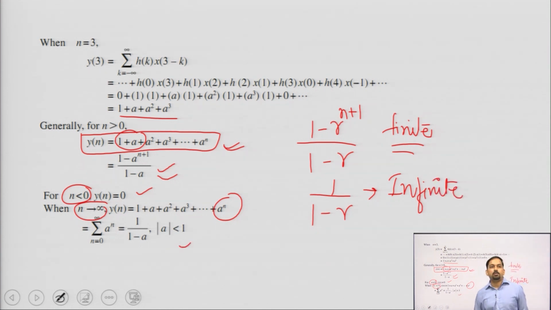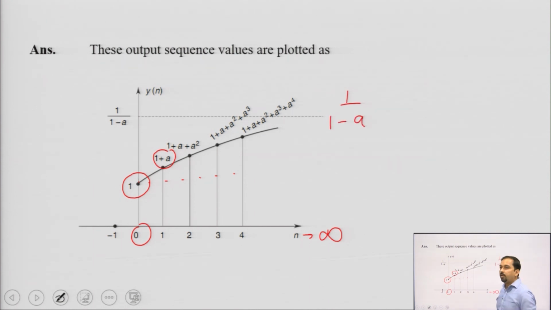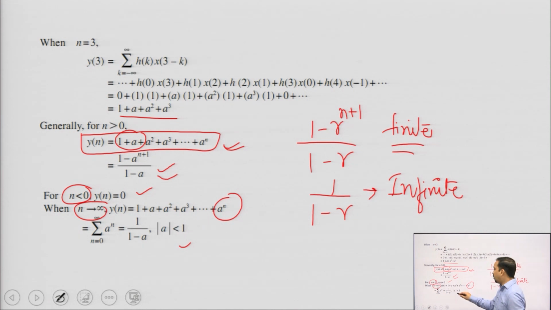So, we have 1 by 1 minus a. If we plot the output sequence, initially we have 1 plus a. Although a is less than 1, once we add a to 1 we get a value which is quite high in comparison with 1. Further we have 1 plus a square, then a cube, then a raised to power 4, and so on. Naturally this curve will go up like this, and the last value, when n approaches infinity, will be 1 by 1 minus a.